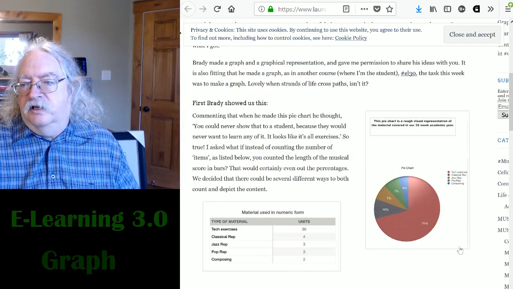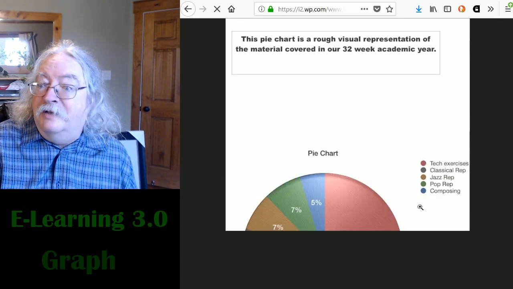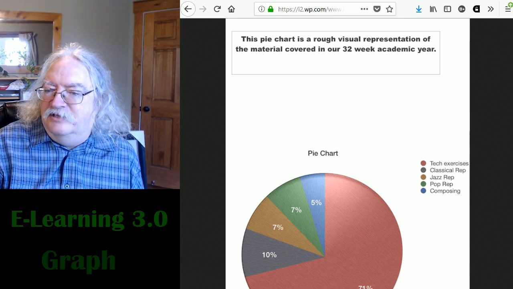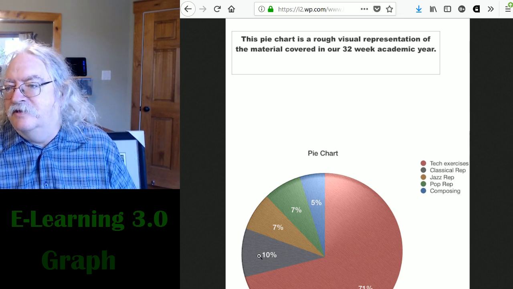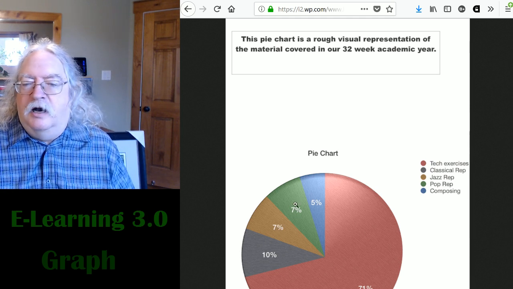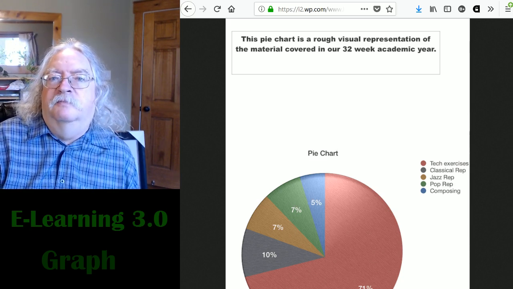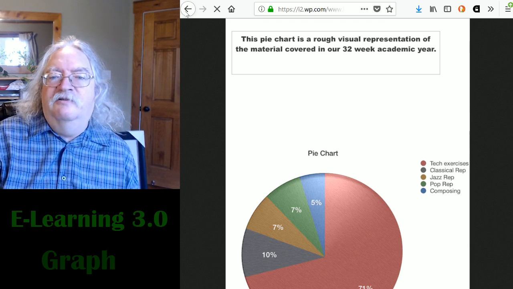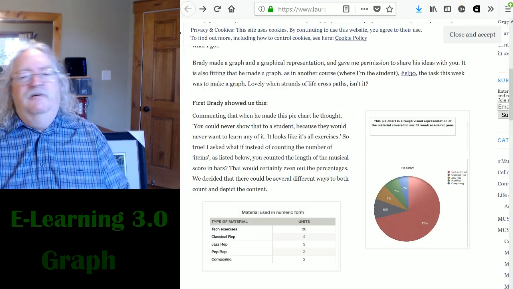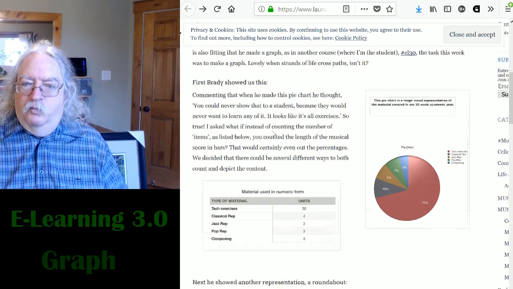This is a study of music, and this is a breakdown of what you're going to spend your time on in music. And as you can see, 71% of your time is being spent on technical exercises, and then, you know, 10% on classical, 7% on jazz, 7% on pop, nothing on hard rock and death metal, and then 5% on composing. And she suggested students might not find that very appealing, and I kind of get that, right? But that's because we're using just this plain linear numerical representation of what's being done.